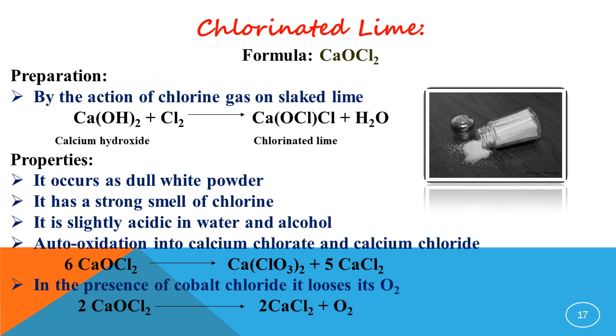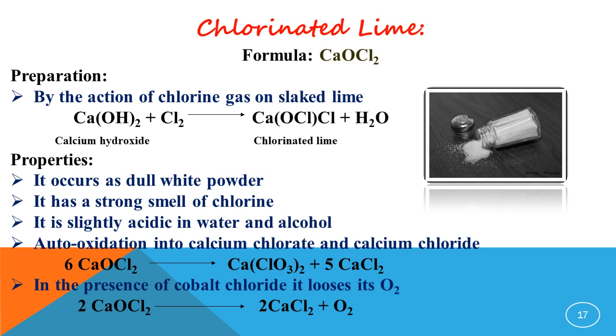Chlorinated lime. The chemical formula of chlorinated lime is CaOCl2. Preparation: chlorinated lime is prepared by the action of slaked lime, or calcium hydroxide, on chlorine gas to form chlorinated lime. Properties: chlorinated lime occurs as a dull white powder.